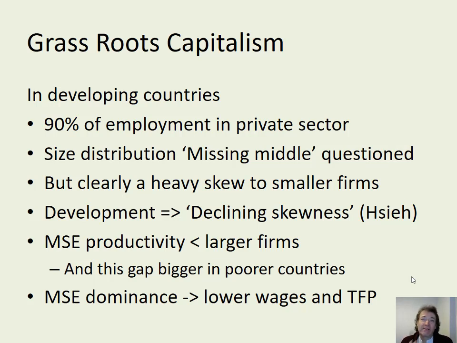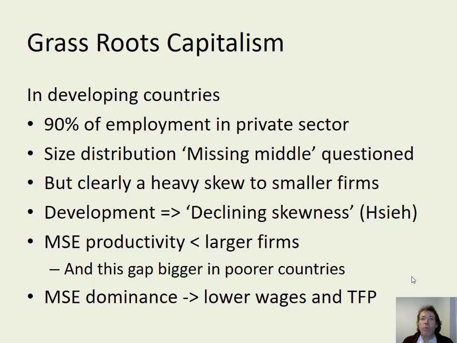Some more facts that seem to be supported by the evidence is that MSE productivity is smaller than larger firms, both in terms of output per worker, output per worker per hour, and per unit of capital. And the gap between the productivity is biggest in the poorest countries. So in all countries, bigger firms tend to be more productive, and there's a gap, but the gap is bigger in the poorest economies. So that element of missing middle sort of is there in the poorer countries.